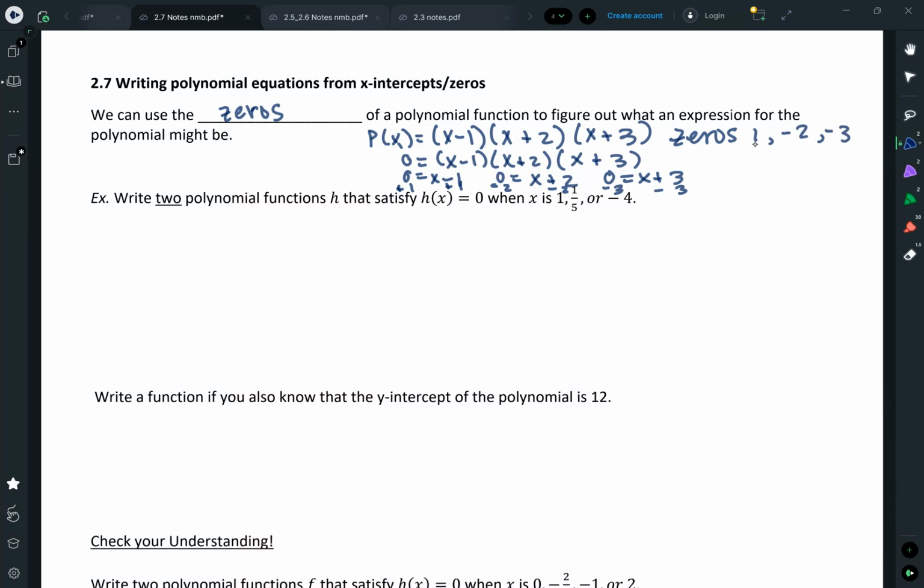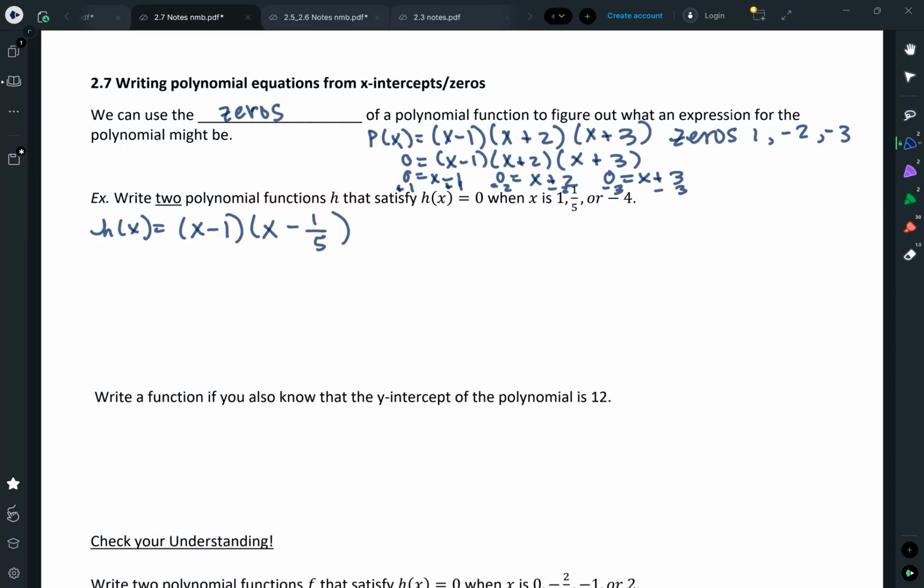So my zero is a positive one, but I have a factor of x minus 1. So now we're working backwards. They're now going to give us the zeros, and we have to write some polynomial functions. So my polynomial for the first one, they're saying h of x, so h of x equals. If they give me a 1, that means I have to have a factor of x minus 1. If they give me a 1/5, I have to have a factor of x minus 1/5. And we'll talk about that in a second.